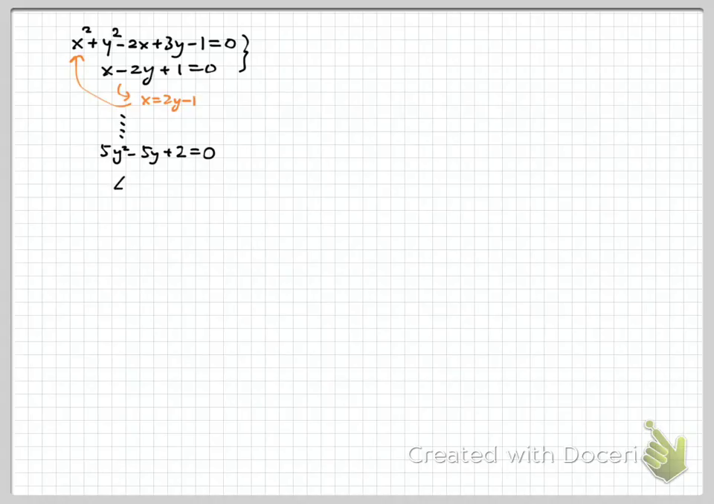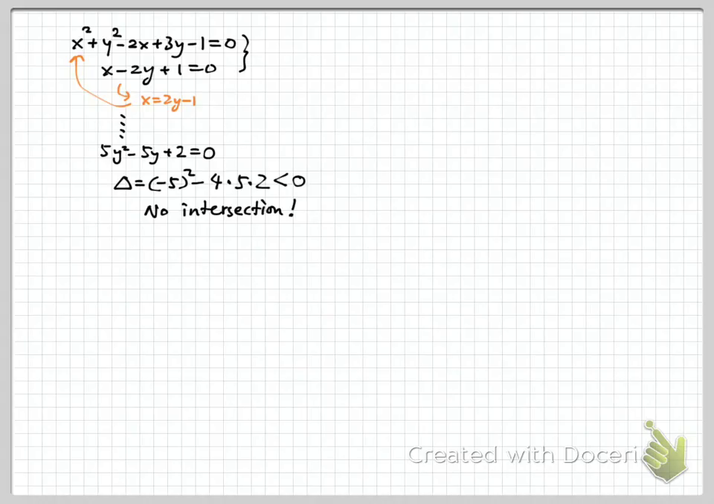From here, we see that the discriminant is b squared minus 4ac, which is 25 minus 4 times 5 times 2, and that is smaller than 0. If the discriminant is smaller than 0, that means there's no solution. No solution means that the circle and the straight line have no intersection.